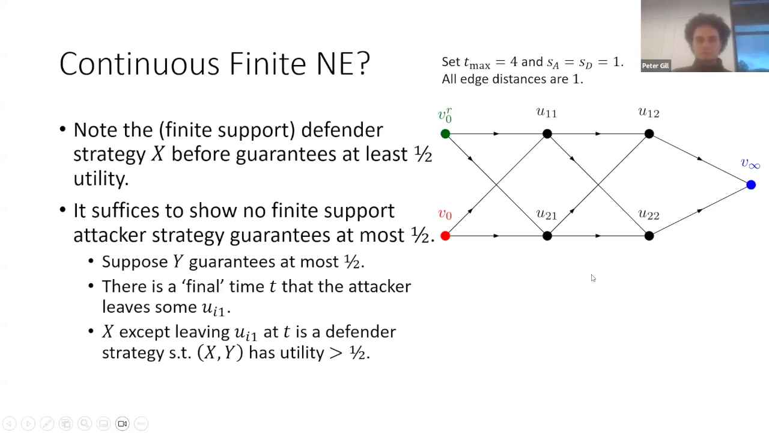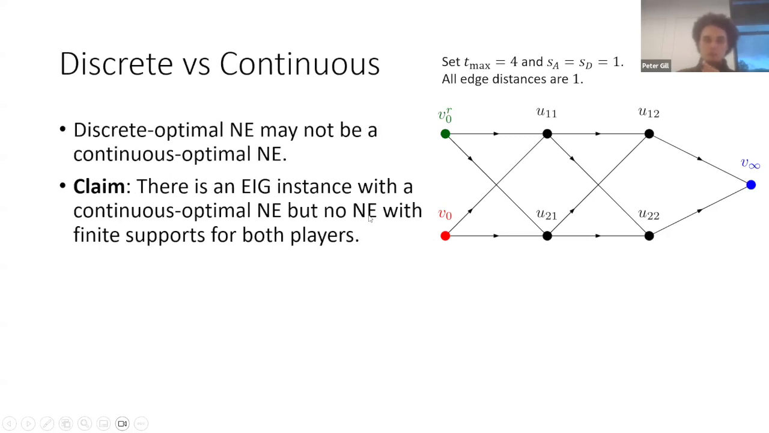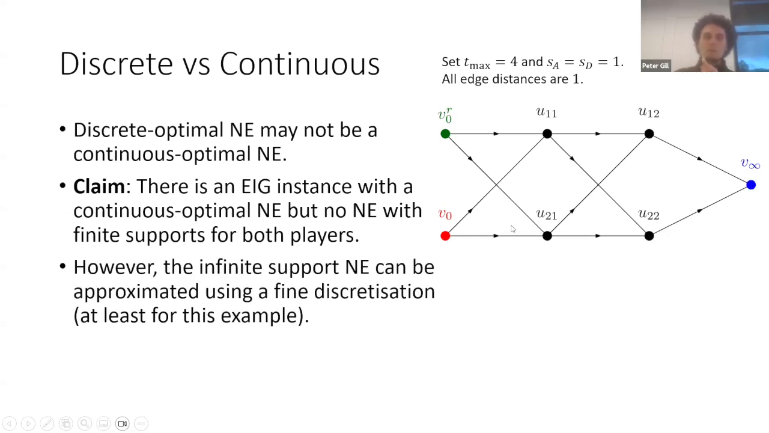So the police can move there and get some strictly better than 1/2 probability. And so that's a contradiction, because Y was supposed to guarantee at most probability 1/2 if it was to be a Nash equilibria. So there is no finite support Nash equilibria in the continuous case here. And this is sort of the essential example there. But if we wanted to, we can try and approximate that infinite support Nash equilibria with finite discretizations, at least for this example there.